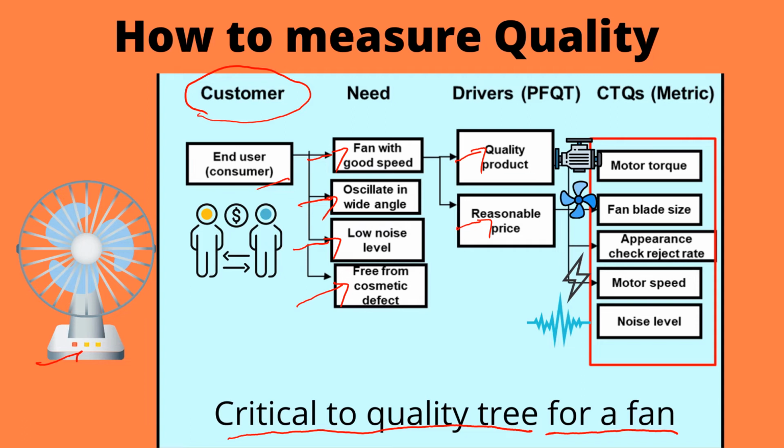Quality products means: what are the key characteristics that need to be measured to achieve all these customers' needs or requirements? It could be the motor torque, the fan blade size, the appearance check, the motor speed, and also the noise level. So in summary, once we have identified the key parameters important to the customers, we can measure quality.